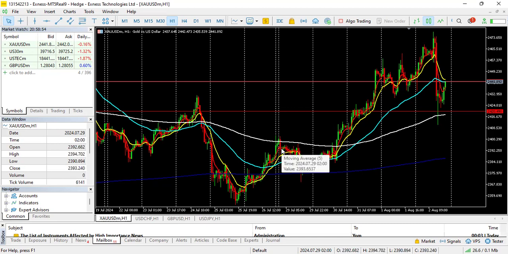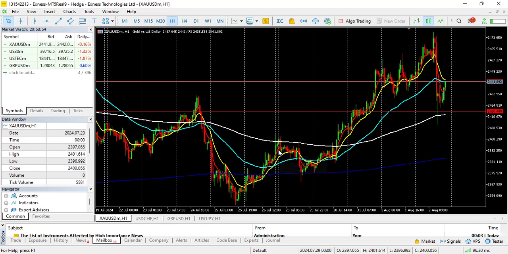That's 2392, and then put my stop loss as the high it has established earlier. My stop loss is at 2403. So that's about 100 pips, right? On gold, 100 pips. Okay.